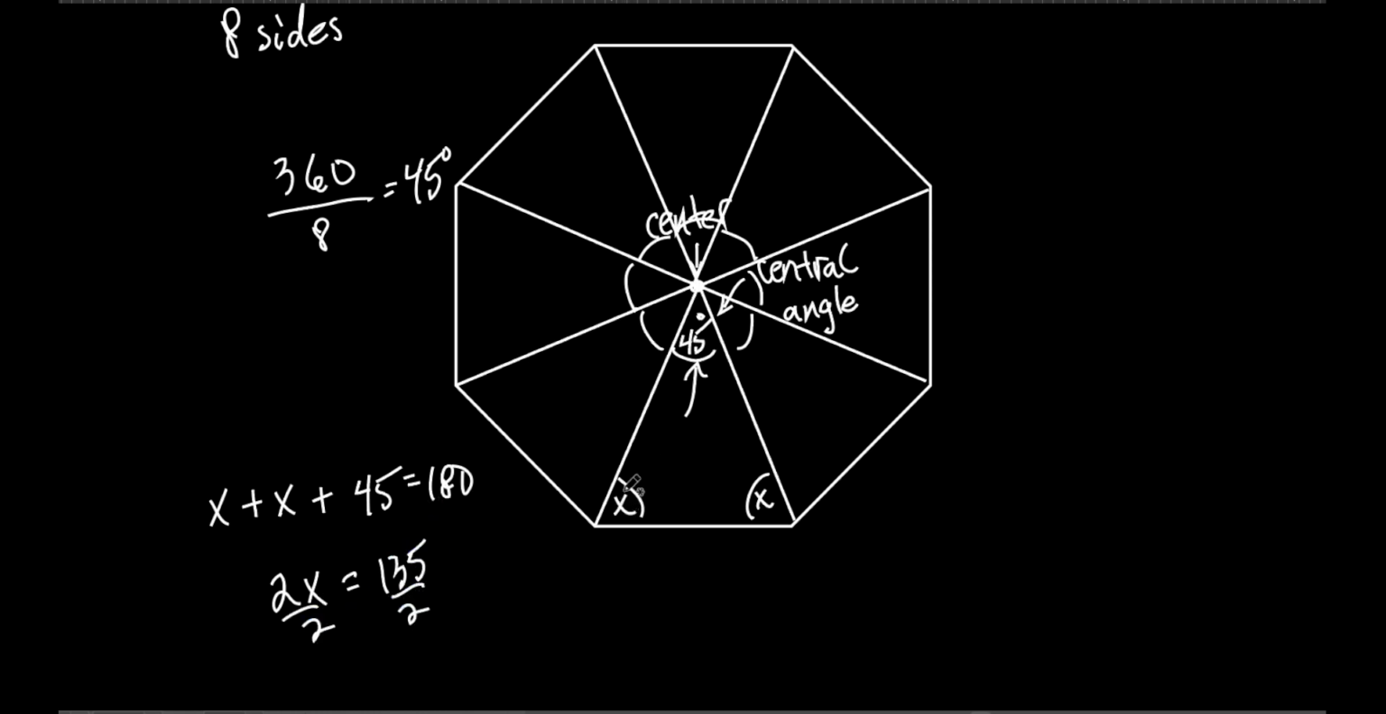Right? So these two add up to 135. But if I want to find each of them, then I take that 135 and do what? Take half of it. Okay? I did it already. 67.5 degrees. So that angle is 67.5. That angle is 67.5 degrees. Does that make sense?